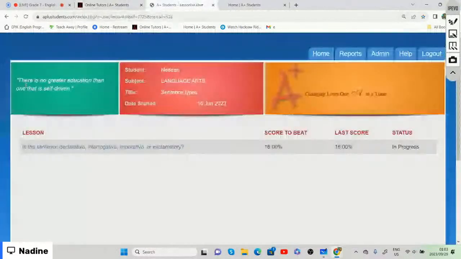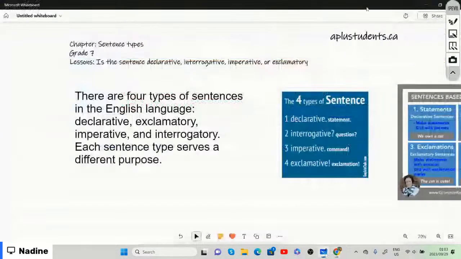All right, so the sentence types, right? We're going to find out basically what sentence types are, and we're going to find out more about that during the course of this lesson. Our lessons are basically on aplusstudents.ca. That is where we are doing our tutorial lesson.